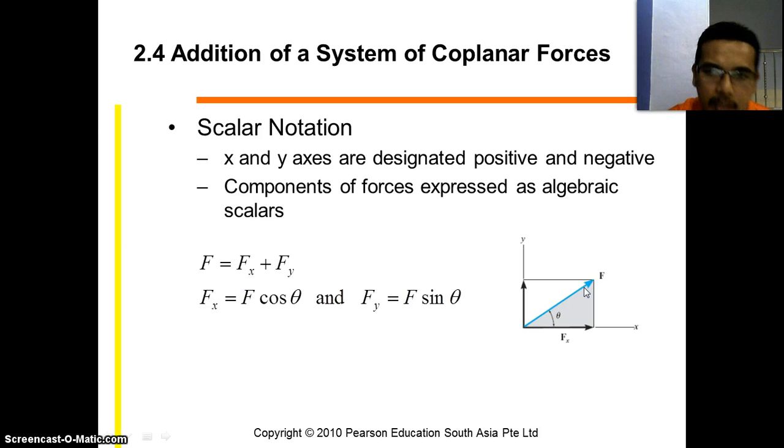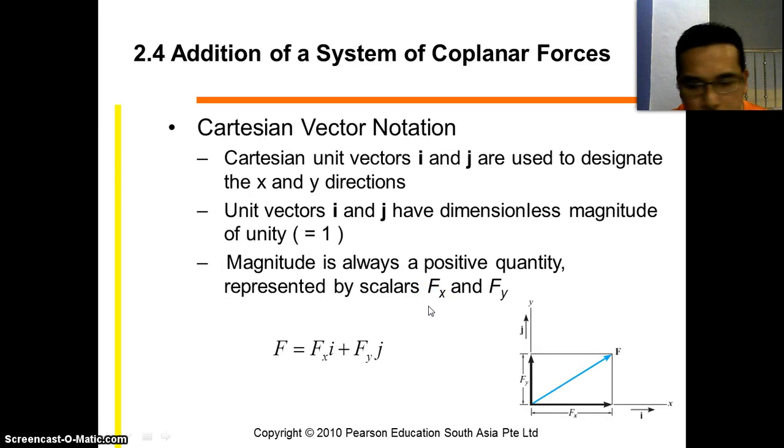So in another way, we can see that the force can be broken up into the x component and the y component. So the vector force is equal to the force in the x component plus the force in the y component. How do we get Fx and Fy? By using trigonometry, we have sine theta and cos theta. Using this relation, Fx is F cos theta, and Fy is F multiplied by sine theta.